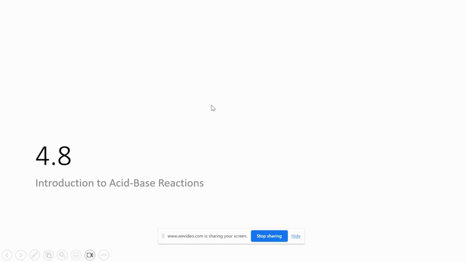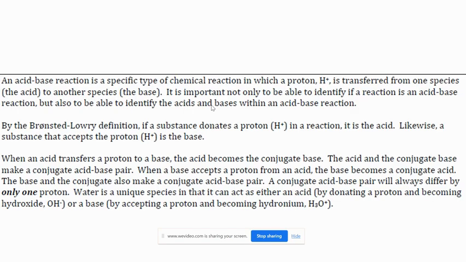So, acid-base reactions. Finally got to where we can actually do something here. And hopefully my ink settings stuck because they reset everything on that. Hopefully I can still write on here now. Okay. Pull up my sleeves and let's get going.